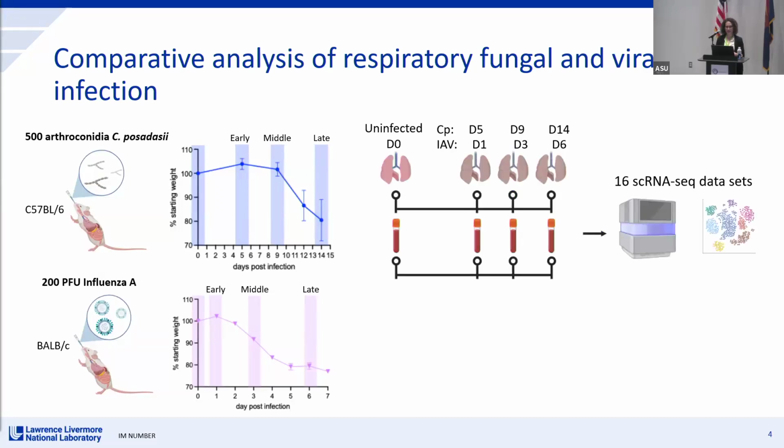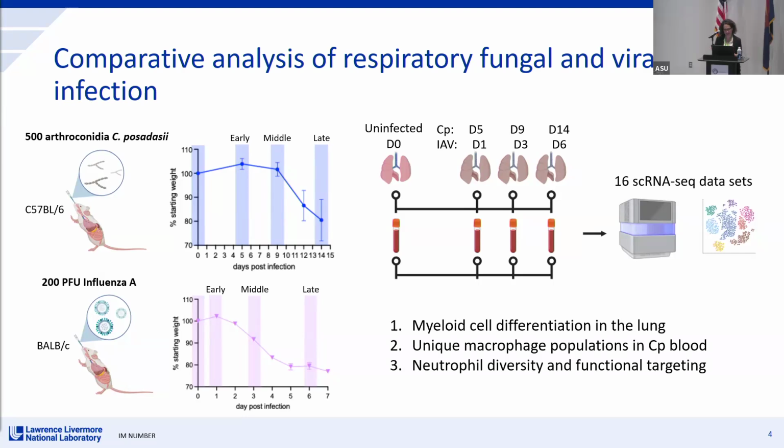We harvested and pooled cells from lungs and blood of 3 different mice at each time point, and then subjected that to single-cell RNA sequencing. We generated from this a total of 16 single-cell RNA sequencing data sets. Obviously there's a lot of data and a lot of things that we could look at in these data sets. We did publish a paper doing a deep dive just on the cocci lung single-cell RNA sequencing data set, so if you're interested in checking that out, please do.